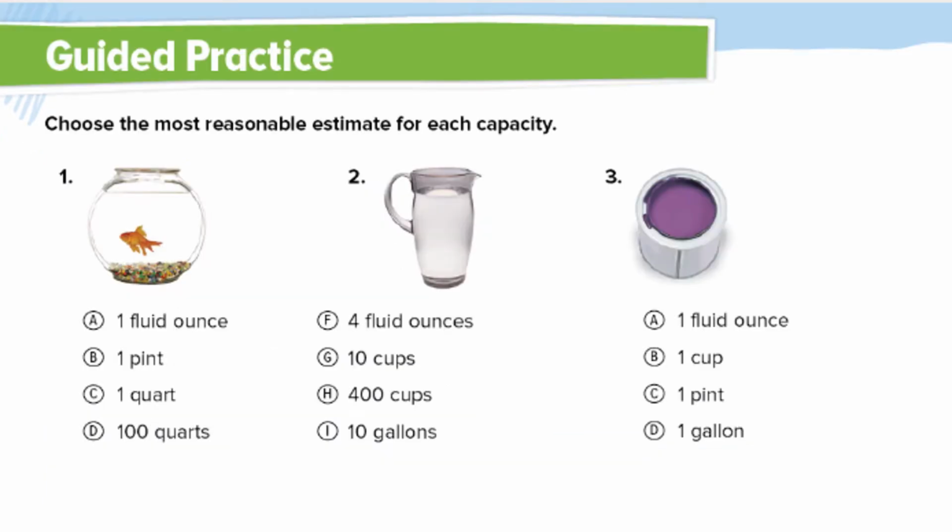Now, continuing on page 710, look at this fishbowl. If it's a regular size fishbowl, I think it would probably be about a quart of water in there. Looking at this pitcher of water, 4 fluid ounces would be too small, 400 cups, way too big. I guess we're going to go with 10. And looking at number 3, I'm thinking it is a container of purple paint. So usually paint comes in gallons.